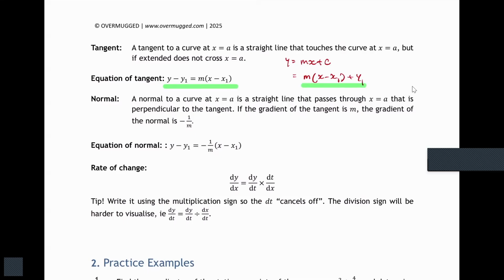Observe that, say, a normal and a tangent. If I have a curve here and I draw a tangent to this curve, then the normal to this curve will have the gradient to be perpendicular. So this is normal, this is tangent. And so the gradient of the tangent is negative 1 over the gradient of the normal. This relationship we'll use a lot in later questions for tangent and normal. Okay. Yeah.